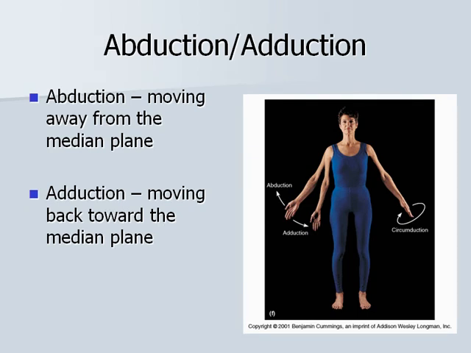Abduction and adduction. They only vary by one letter. It's either AB or AD. So on the test, make sure you spell it right, because you don't have any wiggle room with these two words. If you abduct something, you move it away from the median plane. Where's the median plane? Right in the middle of your body. This is abducting. When you move it back, that's adducting. Abduction, adduction. Okay?